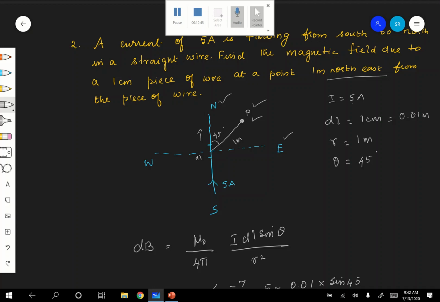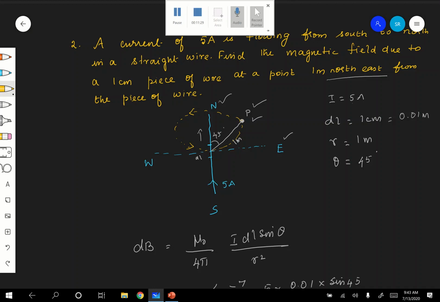Current is from south to north, it is given. The curvature of the fingers will be in which direction if you keep it like this? The curvature of the fingers should be in the anti-clockwise direction. Use the thumb of your right hand with the folded fingers, and the curvature of the fingers shows the direction of the magnetic field, right? Therefore it is in the anti-clockwise direction.